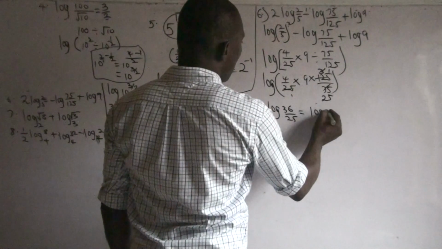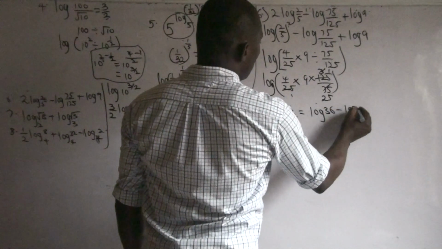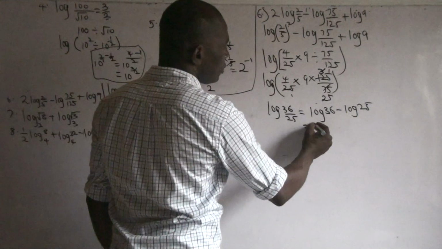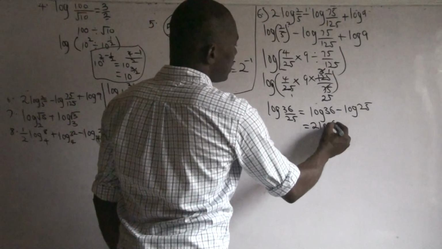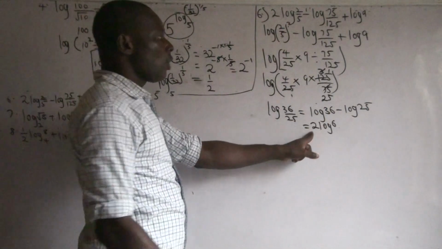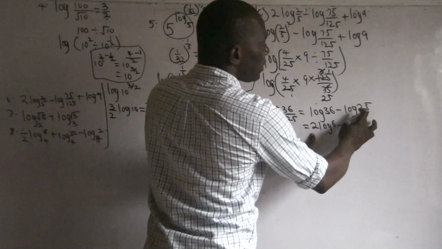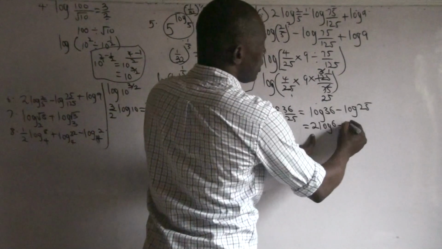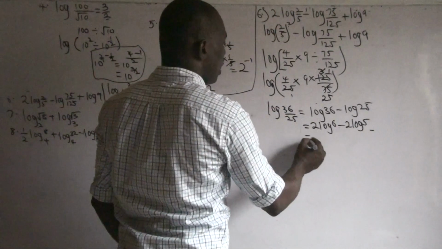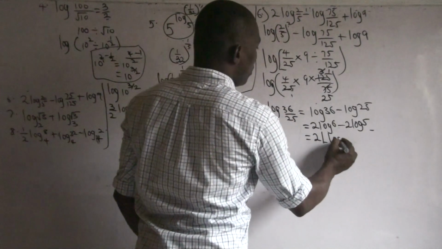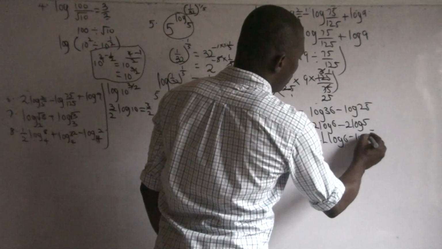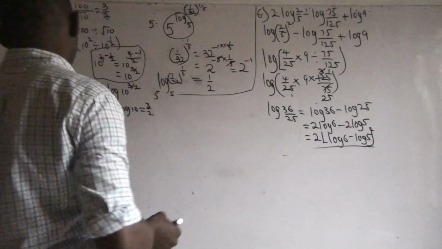We can say this one is log 36 minus log 25. And here it can also be written as 2 log 6. 36 is 6 squared, so the power here will come back. Similarly, here this is log 5. 25 is 5 squared. This becomes 2 log 5. So we can leave our answer in this manner, or we say 2 open bracket log 6 minus log 5 as our final answer.